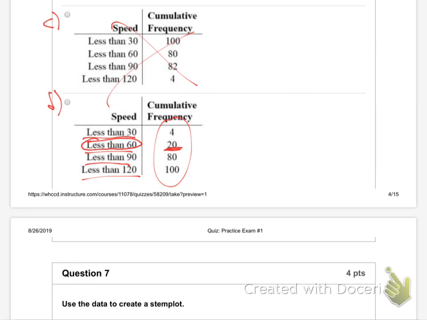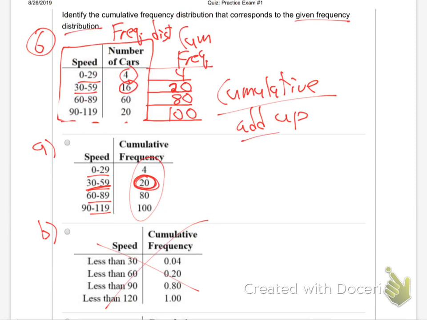So to find it, you add up the totals, because cumulative is totals. But you got to add them up on both sides. When I go 4 plus 16 and get 20, I'm also taking this category and that category, which means everything 0 to 59. The best thing I could do for you is make it as real as possible. It's 4 cars going between 0 and 29, and 16 cars going 30 to 59. So it's 20 cars going between 30 and 59? No, 20 cars going 0 to 59, which the way they said it is below 60. Same thing.